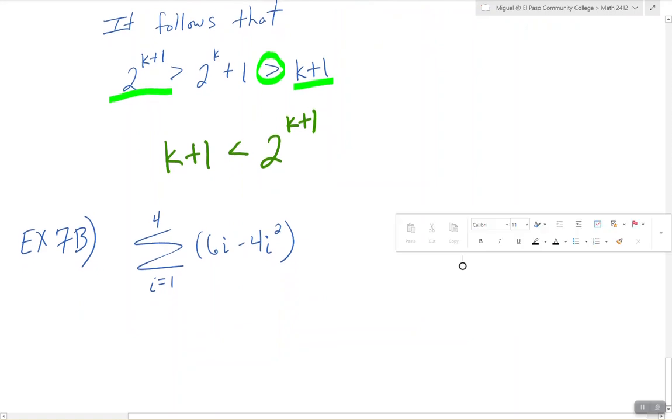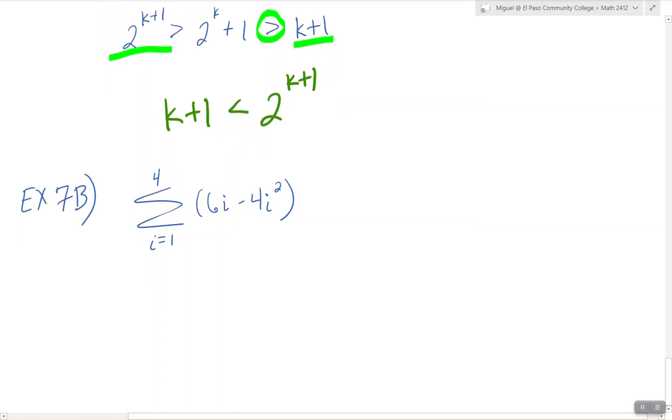This is only 4 terms, right? I is 1, stop at 4. So you can plug in 1, get that number, plug in 2, get that number, 3 and 4. So you're basically adding 4 terms, right? So not too hard to do it kind of by hand. But we want to use the formulas because sometimes this could be like 1 through 100 or 1 through 1,000. And then you don't want to write all that out, obviously.